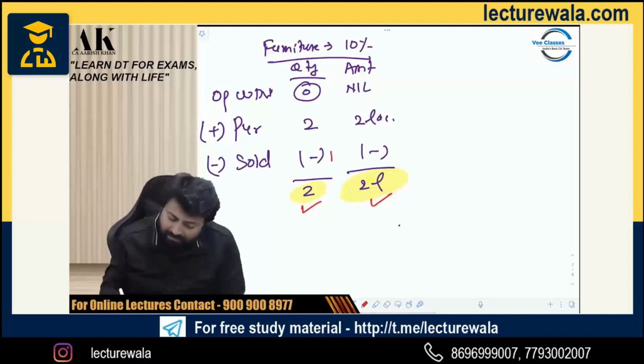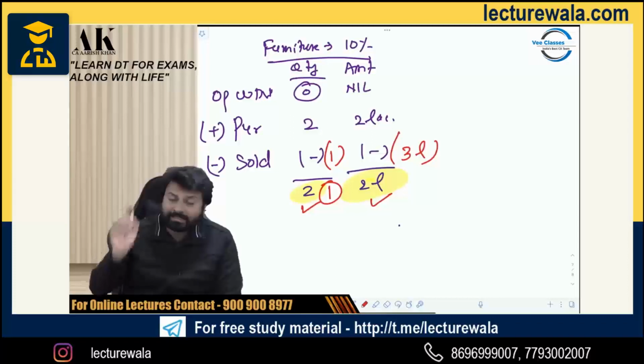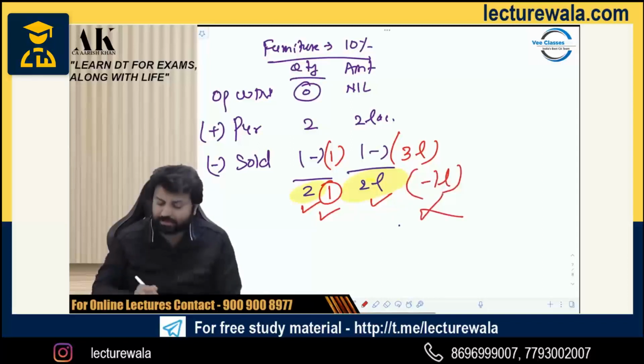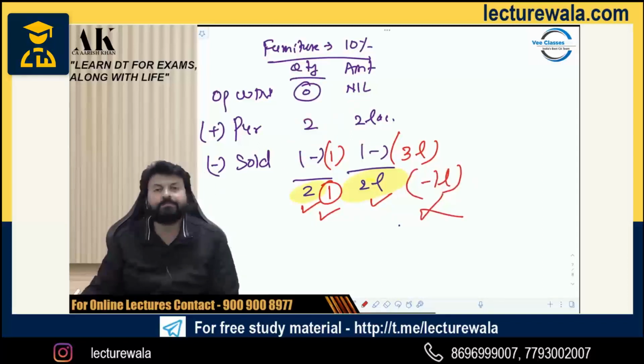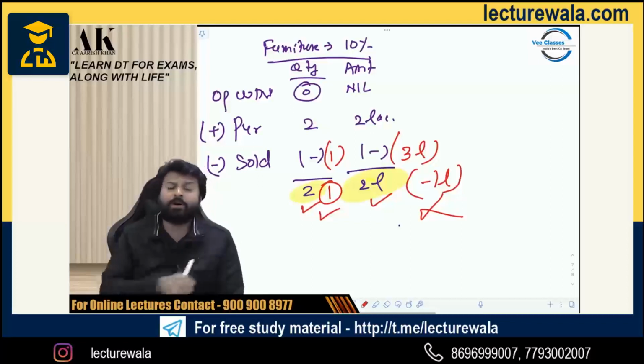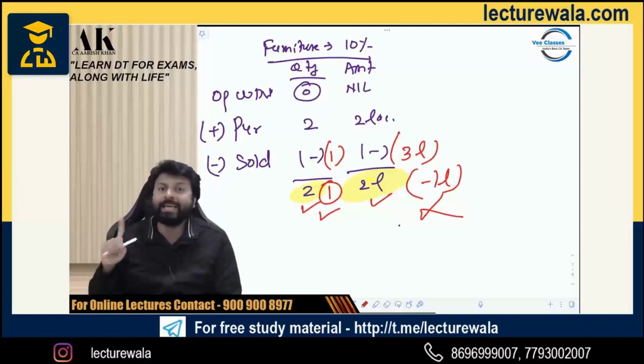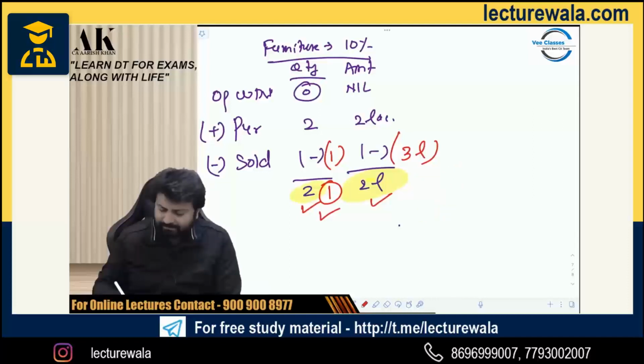Suppose I sell one asset for 3 lakh rupees, then the quantity will become 1. This box is ticked, but the amount will become 1 lakh negative. So this box is not ticked. You cannot get depreciation, because you have to satisfy both boxes, amount also and quantity also. So if I sell one asset for 3 lakh, the quantity will still be 1, but the block will become negative. You cannot claim depreciation in that case.